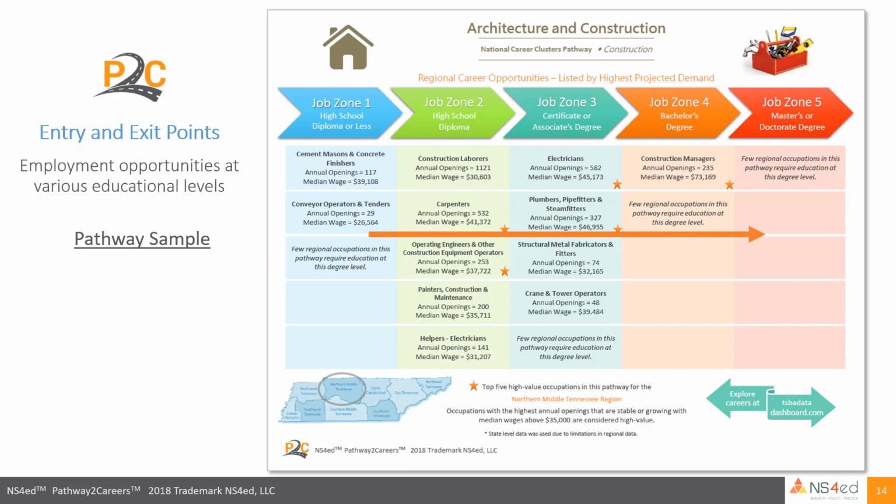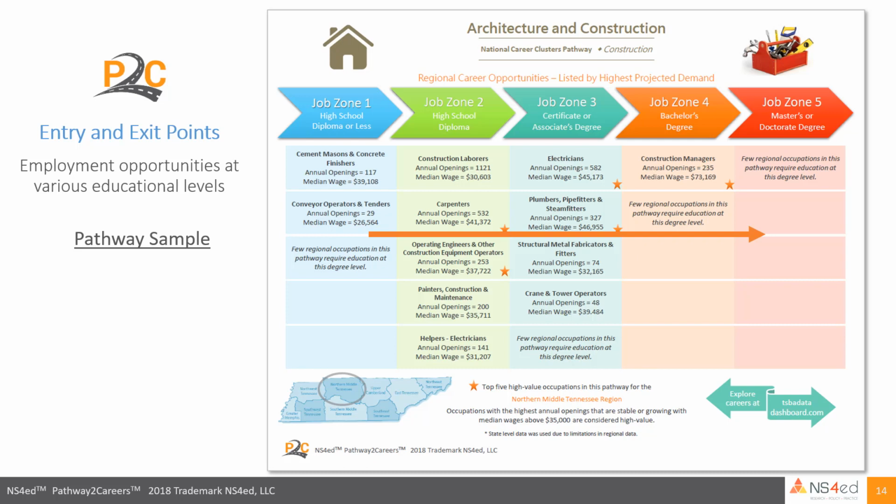We divide our pathways into job zones, which have been identified by O-Net. Each occupation has been assigned a specific job zone by O-Net, and this information is used to place pathway occupations in zones 1 through 5. Within each zone, occupations are listed by highest demand, so those with the most annual openings appear at the top of the list.